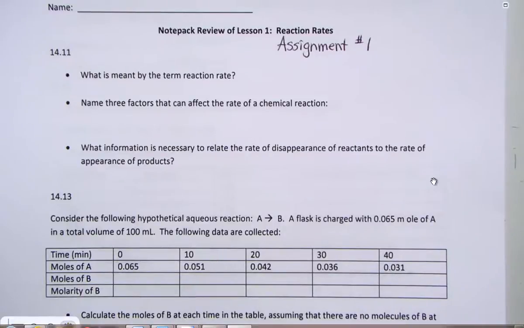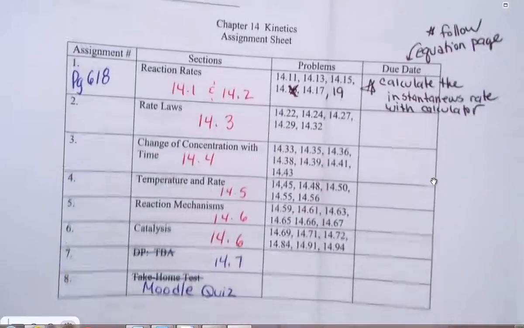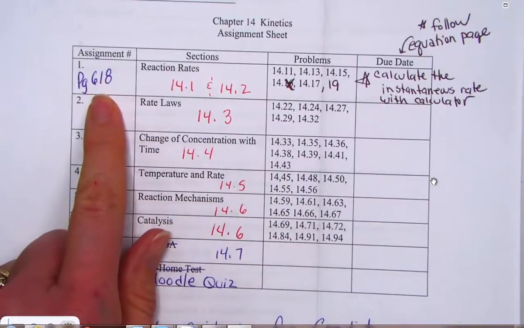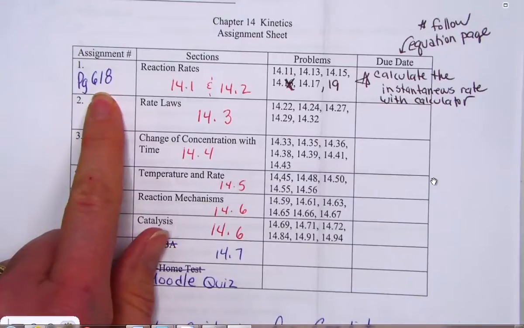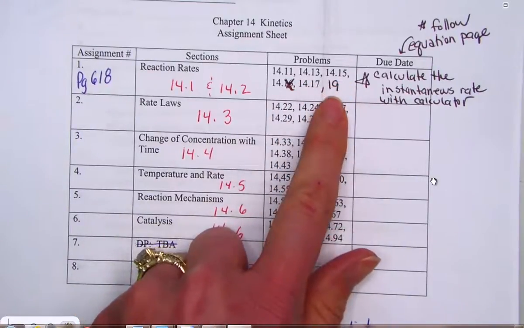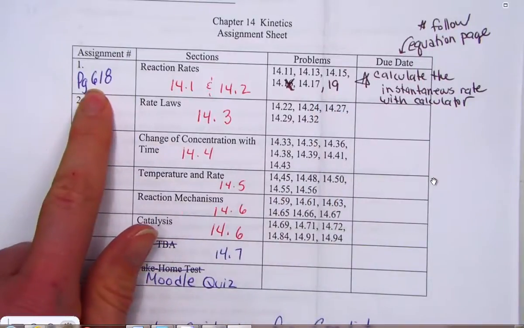In this instructional video, we're going to review our answers to our homework assignment number 1 from Chapter 14, Kinetics. Now, on your assignment sheet from your note pack, you see that you had the following assignments of problems assigned in assignment number 1. These were problems coming from the back of Chapter 14, starting on page 618. So 11, 13, 15, 17, and 19, starting on page 618.